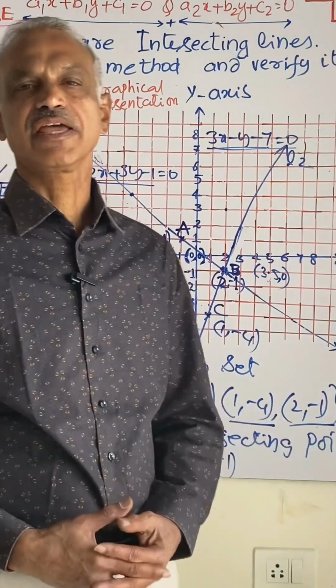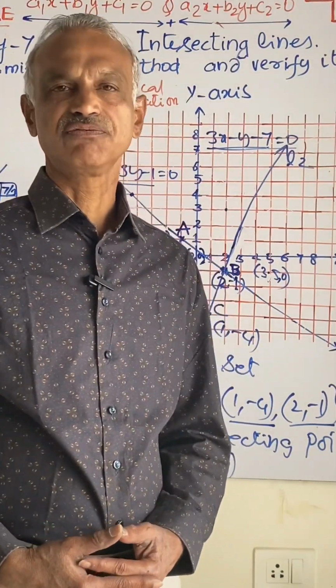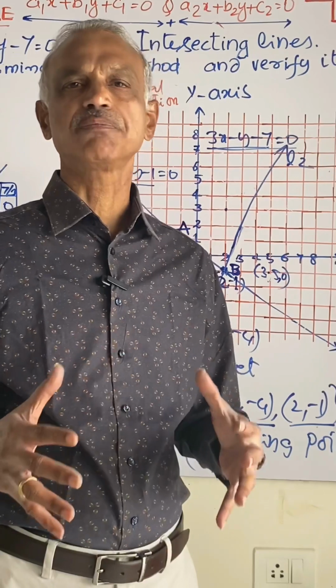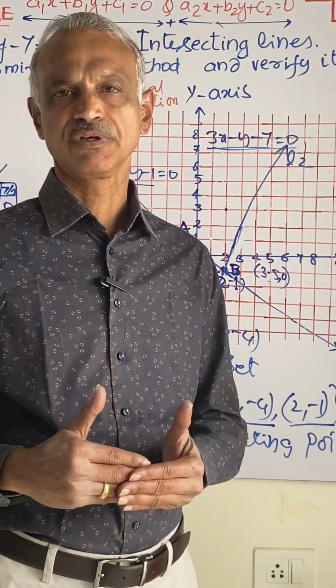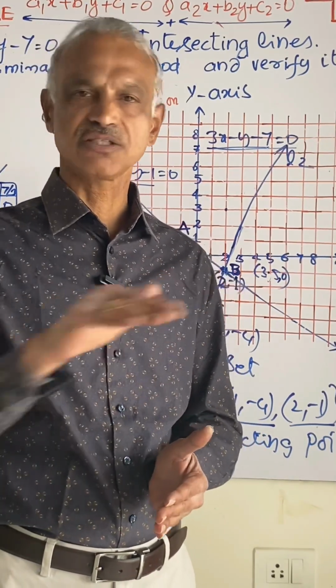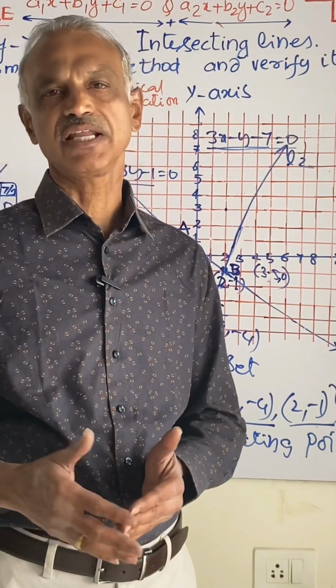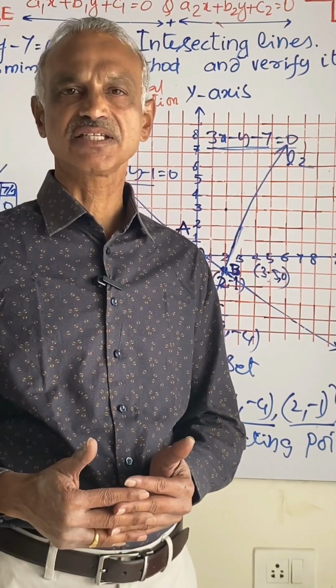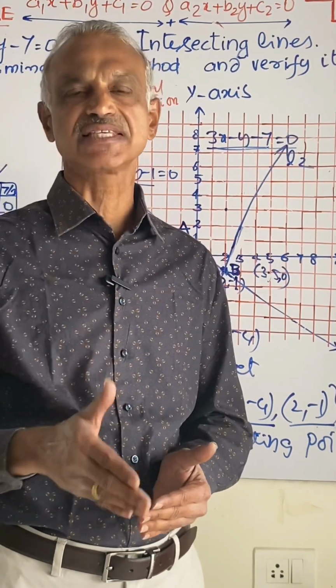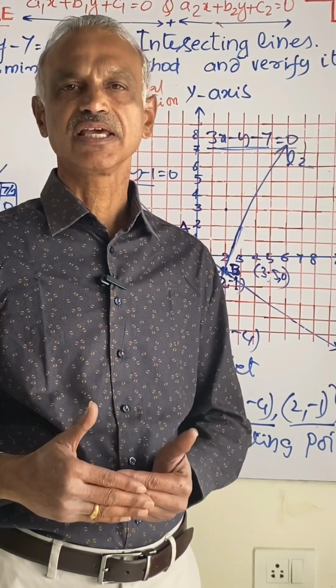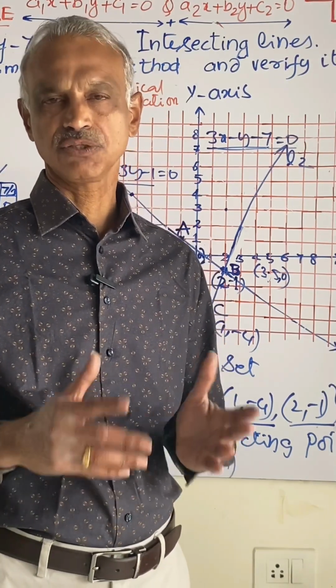Hi students, today I will tell you about graph. What is graph? In every chapter you will have graph. What is x-axis? Horizontal line is called x-axis and vertical line is called y-axis. Intersecting point of these two axes, x and y axis, is called origin 0 0.